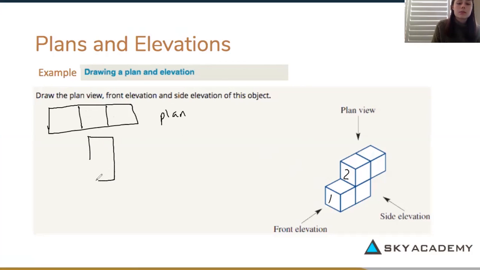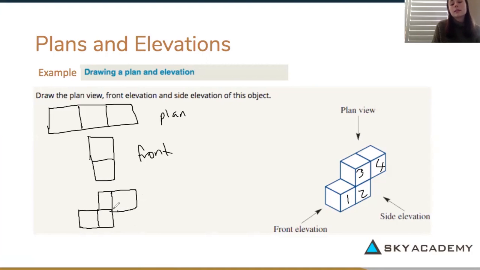It's a little wonky there, but ignore that. Front elevation. And finally, the side elevation, you would see 4 blocks, 1, 2, 3, and 4. So I'm just going to draw that shape now. It's like a Z shape almost. So it's a little bit uneven, but you get the idea of what it would look like. So that's drawing a plan and elevation. And let's have a look at the next question.